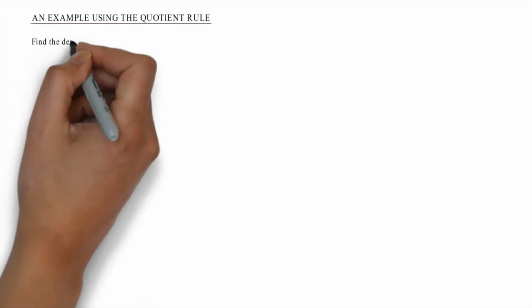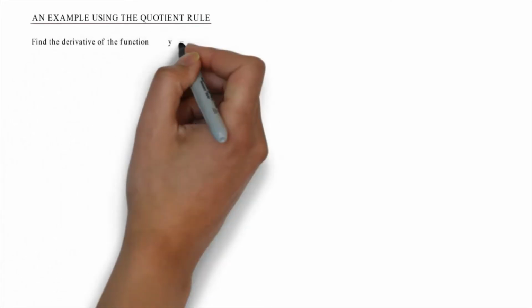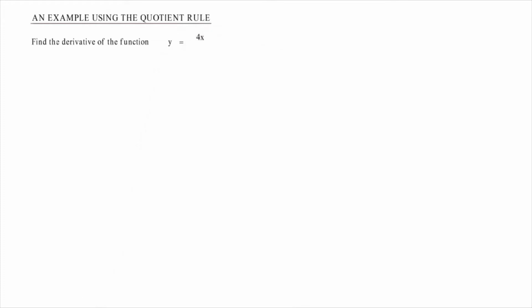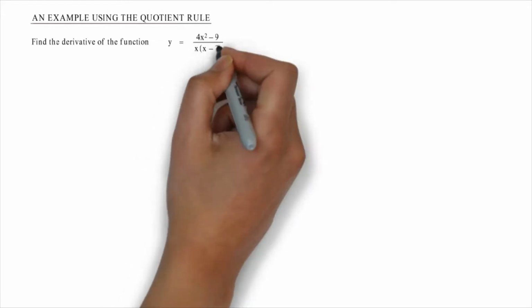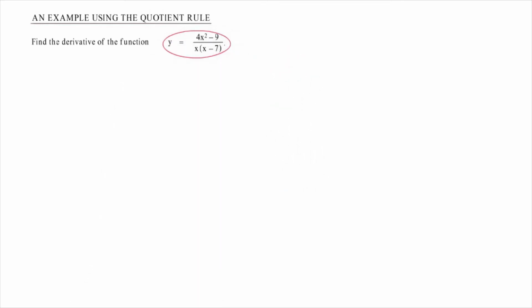An example using the quotient rule. Find the derivative of the function y equals (4x squared minus 9) divided by x(x minus 7). Solution.